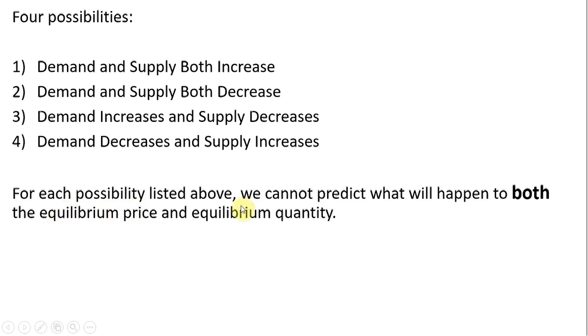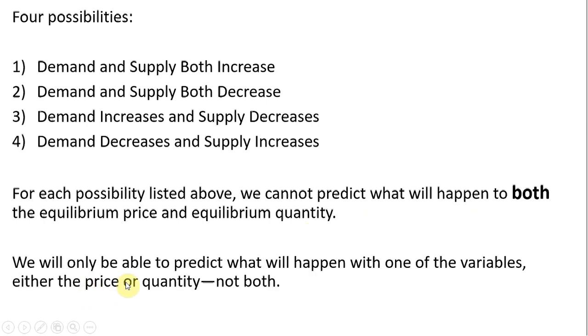For each possibility listed above, we cannot predict what will happen to both the equilibrium price and equilibrium quantity. We will only be able to predict what will happen with one of the variables, either the price or quantity, not both. So in some of these examples, we might determine that, hey, the equilibrium price will be higher. As for the equilibrium quantity, we don't know. It could go up, could go down, could stay the same, depending on the magnitudes of the shifts. So let's go through each one of these possibilities.